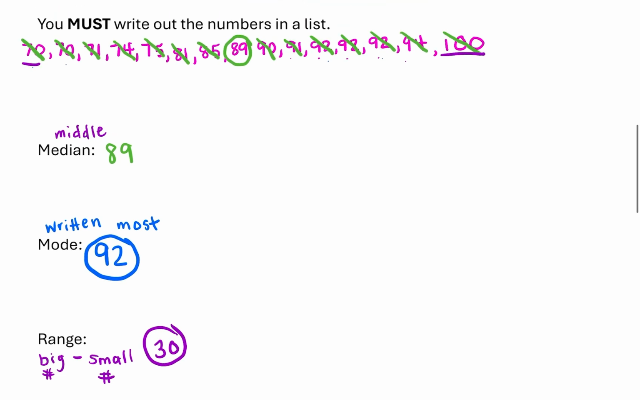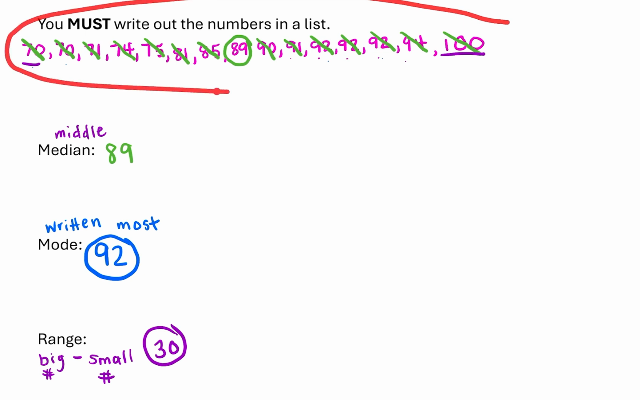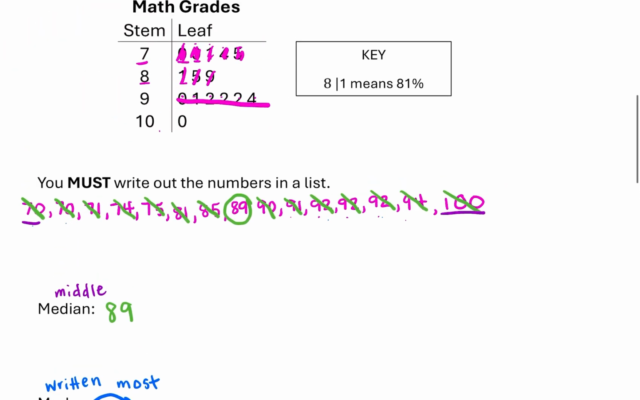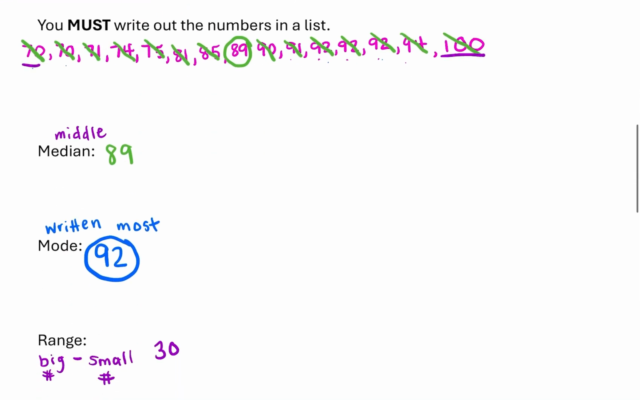So again, you've got to put them in order. Then look at this. Notice I did not look at this at all. Once we write our list, we don't even look at the stem and the leaf anymore. We just look at our list.